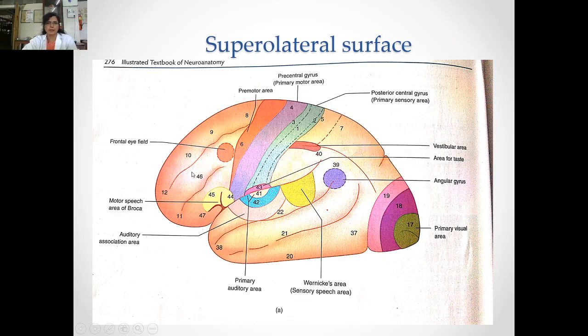In this diagram, you can see the pars triangularis and pars opercularis. The pars triangularis is present in the inferior frontal gyrus, in between the horizontal and the ascending ramus of the lateral sulcus, and area number 45 is present in it. The pars opercularis is present behind the ascending ramus of the lateral sulcus, and that is area number 44. So this is the motor speech area or Broca's area, area numbers 44 and 45.